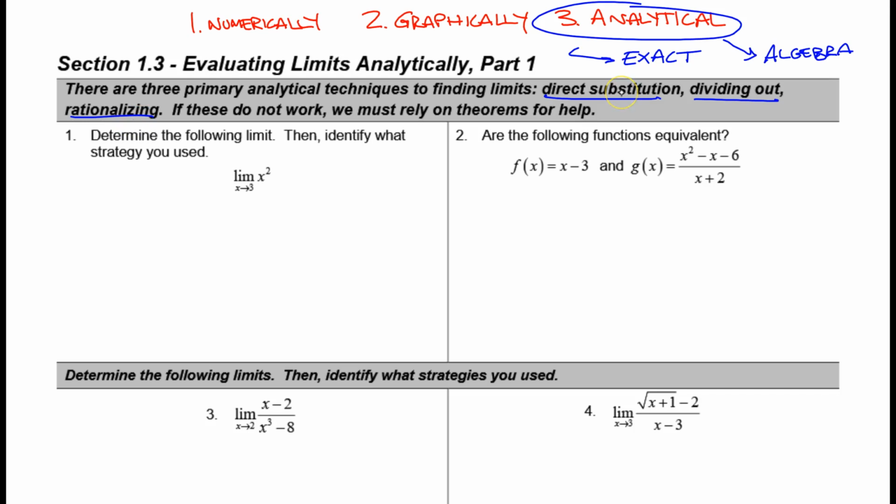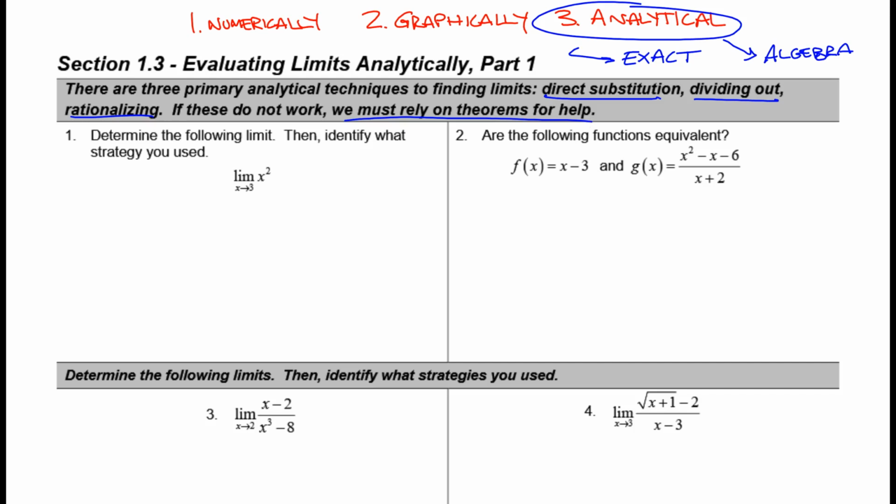Because the easiest way to evaluate a limit analytically is direct substitution. If that doesn't work, and we'll see some reasons why it might not work, then we would try dividing out a common factor. Finally, we might need to rationalize a function in order to find a limit. And if any of these three, this is it for evaluating limits analytically. We're only going to look at those 3 different techniques. If any of those don't work, well, then we must rely on theorems for help. So there will be a couple theorems that go along with this section that we'll learn about and then apply.